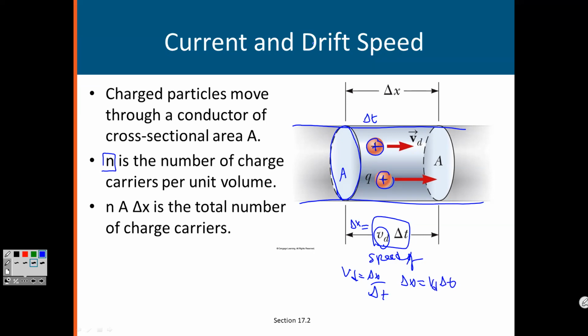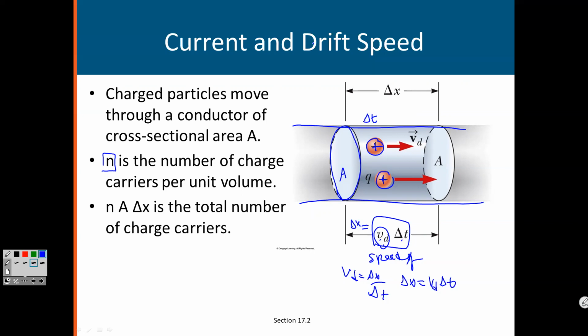So in that period of time, if it is moving a distance of delta x, it can be given as the drift speed multiplied by delta t. We call it drift speed. The reason we call it drift speed is that the charge is going to move not necessarily in the same direction, but in all directions, but on average it is going to move in the direction of the current. So that is the drift speed.